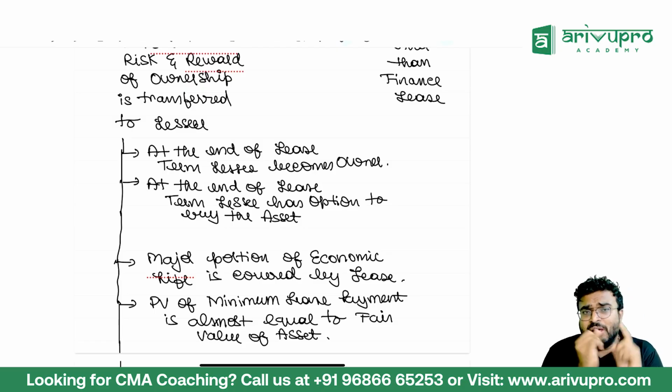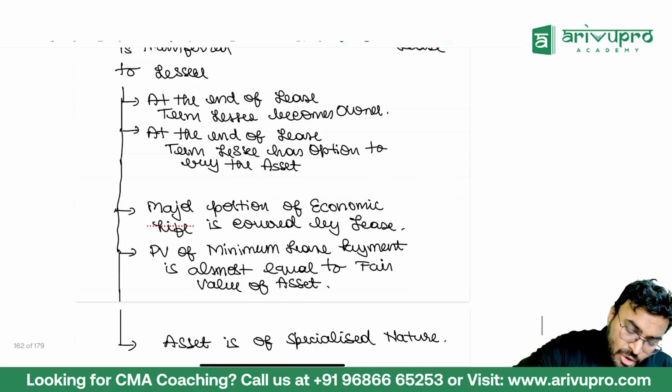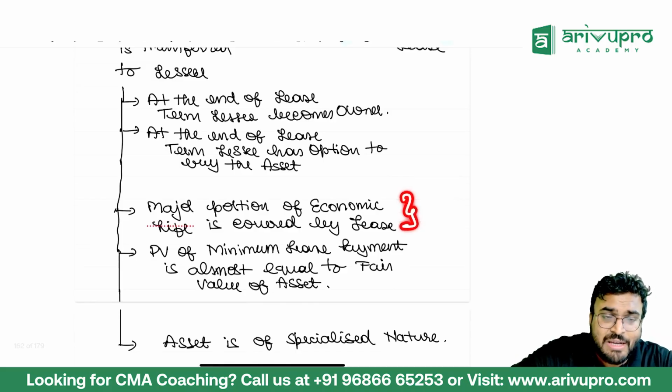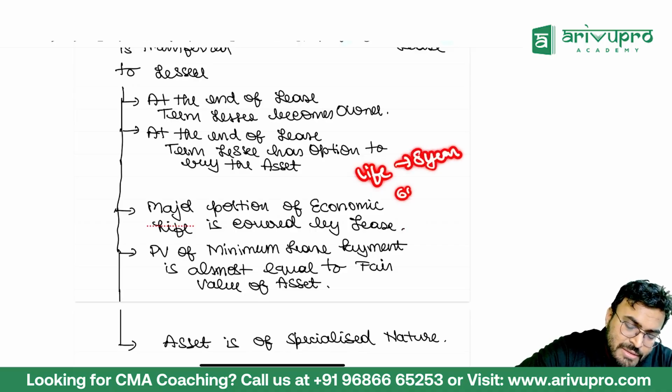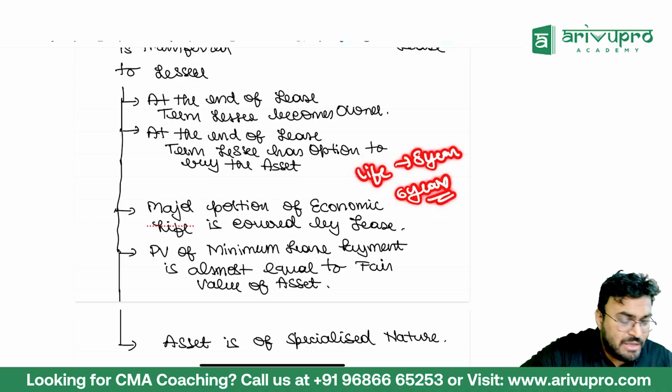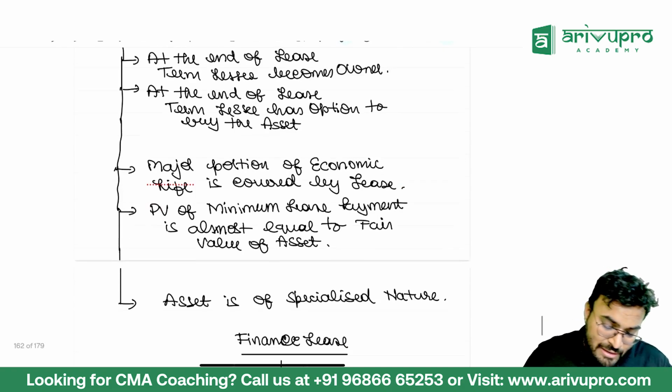First condition is what? If at the end of the lease term, lessee becomes the owner automatically, it becomes finance lease. At the end of the lease term, if lessee has option to buy the asset, that is also finance lease. Now, major portion of economic life is covered by the lease. Imagine life of the asset is 8 years. 6 years it's given on lease. In that case, it is a finance lease.